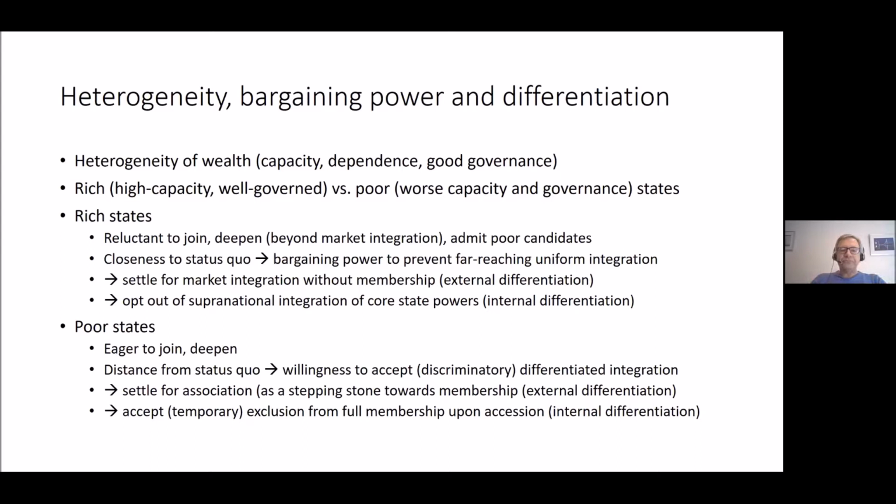So rich non-member states are happy to settle for market integration without membership, and that gives rise to external differentiation. Norway, Switzerland are cases in point. Or richer member states opt out of supranational integration of core state powers whenever that impinges too much on their autonomy and spending contributions, transfers to the European Union. And that has, in the course of the history of the EU, given rise to internal differentiation. Denmark, Sweden, the UK are cases in point here.